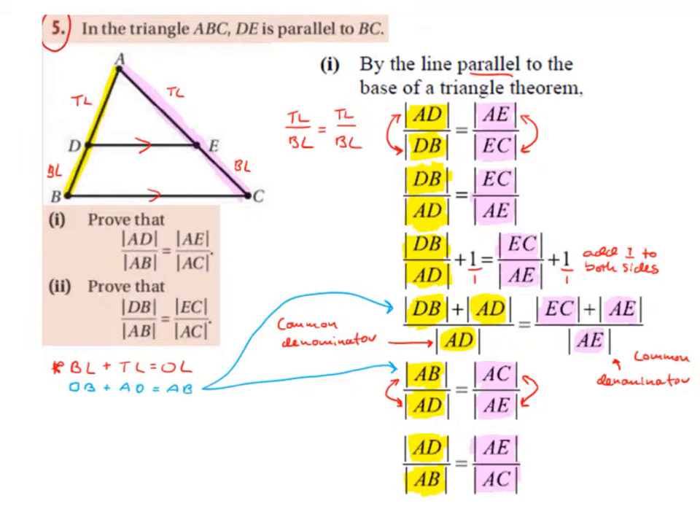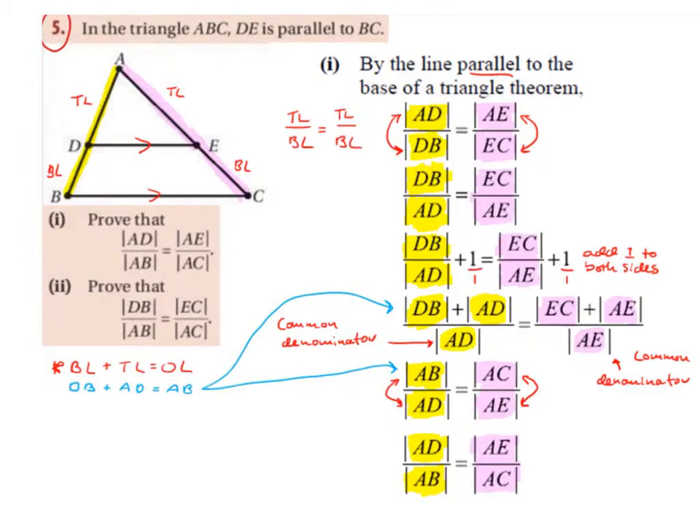Now I want to simplify the left hand side: DB over AD plus 1 over 1. My common denominator is going to be AD. AD divides into AD once, so we get DB multiplied by 1, which is just DB. And 1 divides into AD leaving AD, and AD multiplied by 1 is AD. So DB over AD plus 1 over 1 gives us DB plus AD over AD.